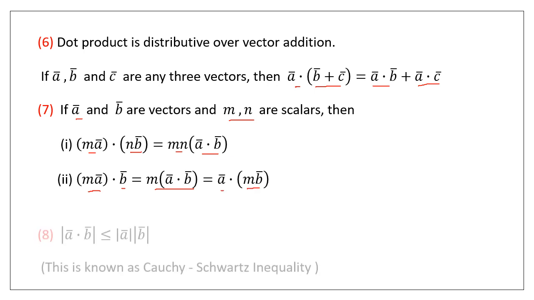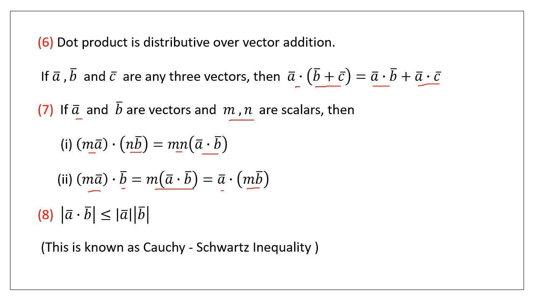Next, notice mod of a bar dot b bar is less than or equal to mod of a bar into mod of b bar. This is known as Cauchy-Schwarz inequality.